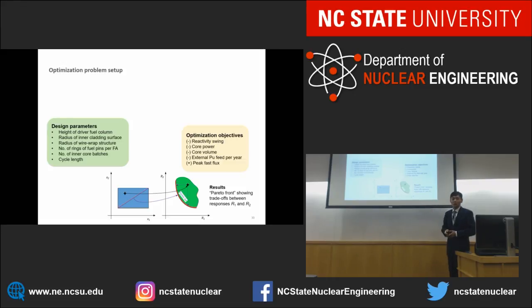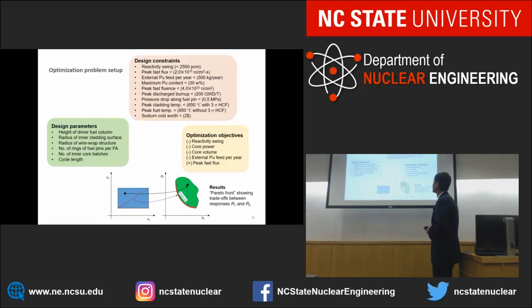If you have only two objectives, you most likely will end up in the situation that you cannot improve one without hurting the other. And on top of that, we also have a list of constraints that we have to consider. Many of them are peak cladding temperature should not exceed a certain level, peak fuel temperature, and sodium void worth, which is the single most important feedback mechanism in a sodium-cooled fast reactor. So these are the constraints, hard limits. You should never go beyond.